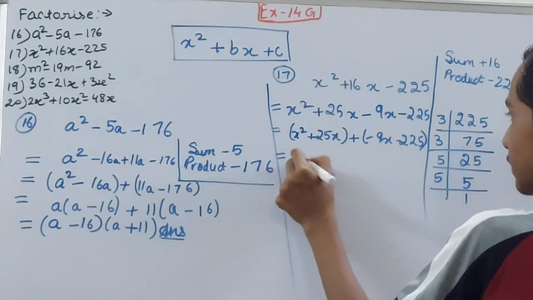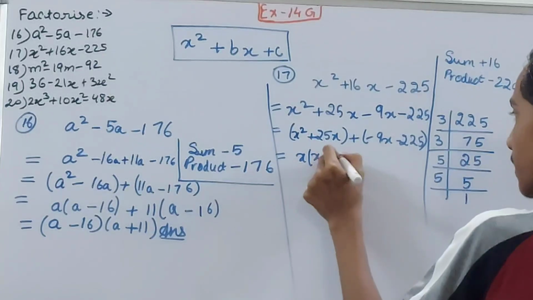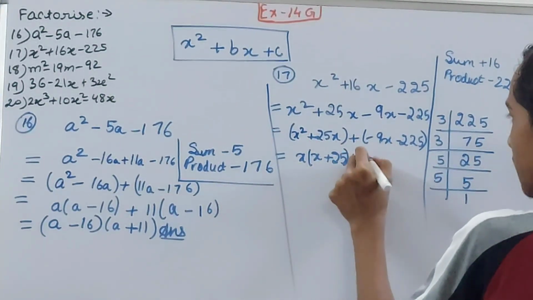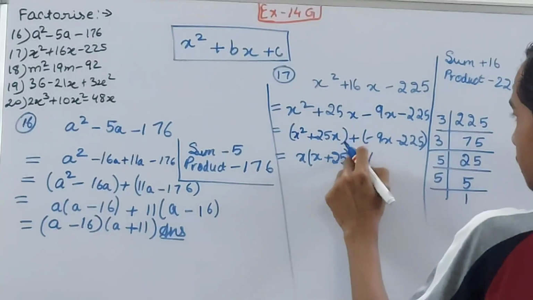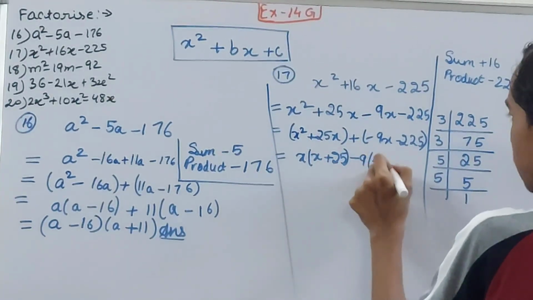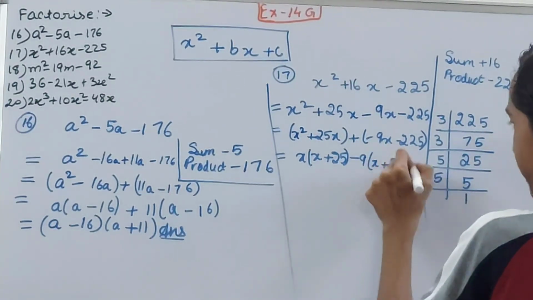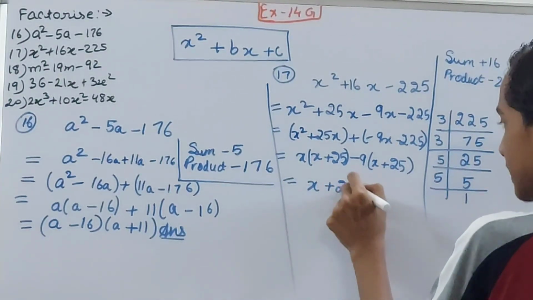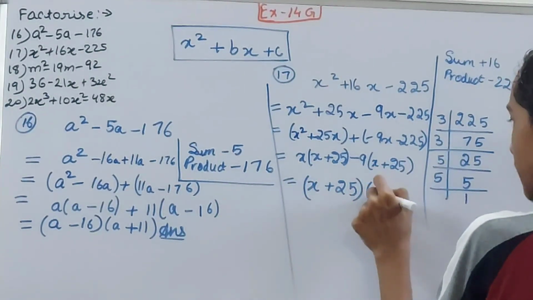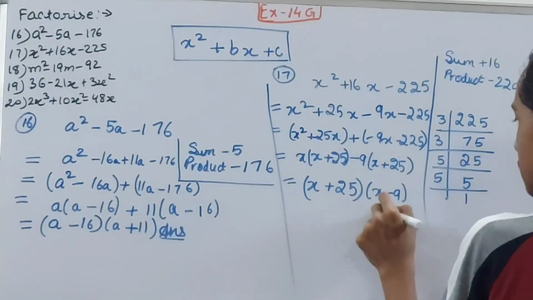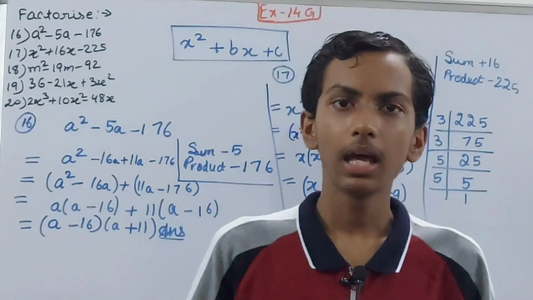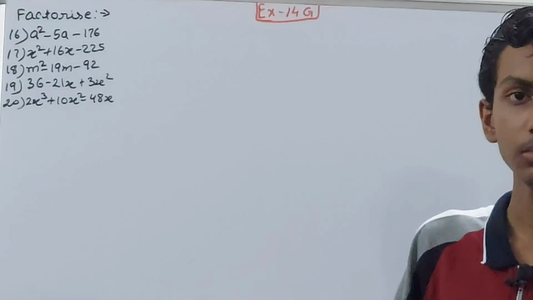Right, we can take x common from here. We will have x plus 25, and minus we can take common and 9 we can take common. So you will have x plus 25 here also. Now we can take x plus 25 common from both the sides and we will have x minus 9 left here, which is the final answer, right? x plus 25 into x minus 9. Now let's move on to the next question.